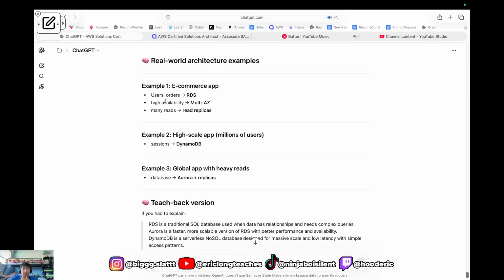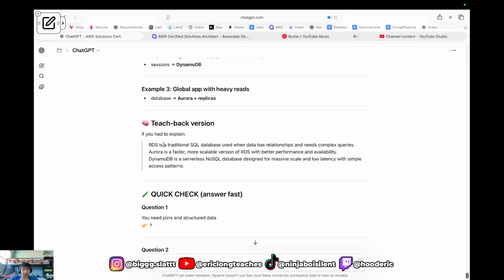So for users and orders, we use that. High availability, we use multiple AZs and many read replicas. High scale app with millions of users, we have to use DynamoDB. A global app with heavy reads, we use Aurora with replicas.